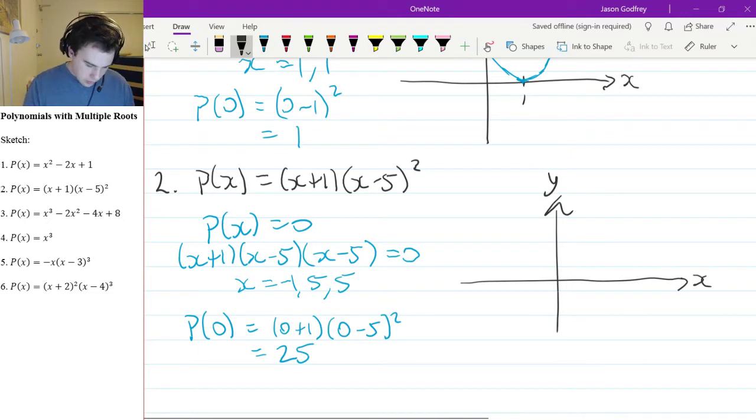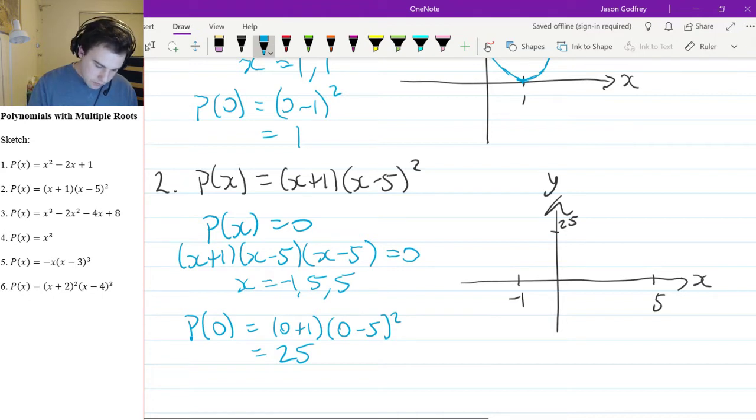Okay, so what have we got? We've got our roots at negative 1 and at 5. We've got our y-intercept at, this is going to be out of scale, but I'm not going to fuss too much about where the turning point is, whether it's to the left or the right of the y-axis. You could figure that out, but we're just trying to emphasize the multiple roots here at the moment.